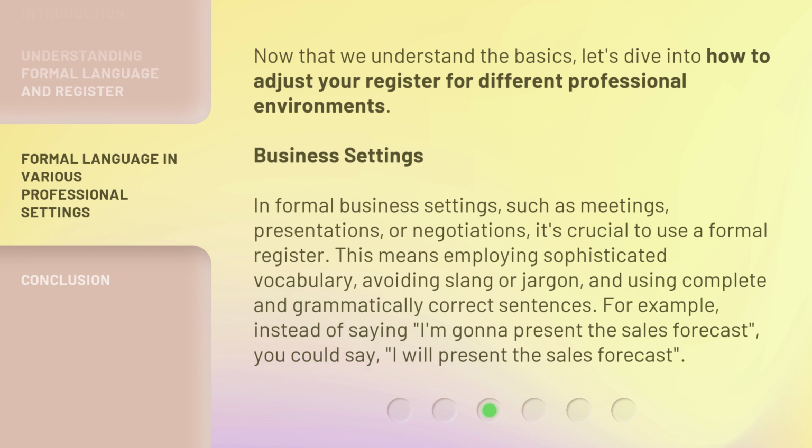Now that we understand the basics, let's dive into how to adjust your register for different professional environments. Business settings. In formal business settings, such as meetings, presentations, or negotiations, it's crucial to use a formal register. This means employing sophisticated vocabulary, avoiding slang or jargon, and using complete and grammatically correct sentences. For example, instead of saying, "I'm gonna present the sales forecast," you could say, "I will present the sales forecast."